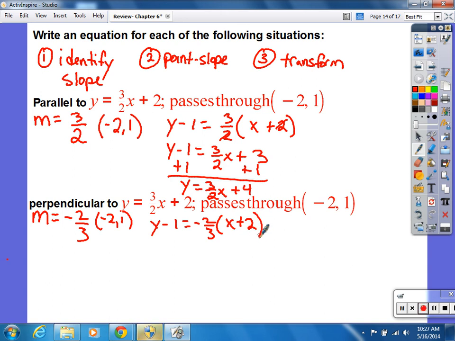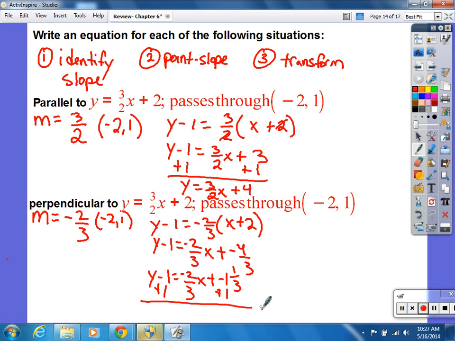There's my equation in point-slope form. Now I'm ready to transform it. Y minus 1 is equal to negative 2/3 x plus negative 4/3. Now you know that on the next line, I'm going to change that just to make the adding and subtracting in the last step a little bit easier. I'm going to change it to negative 1 1/3, and now I'm going to add 1 to each side, and from here, I'm left with y equals negative 2/3 x plus negative 1/3.